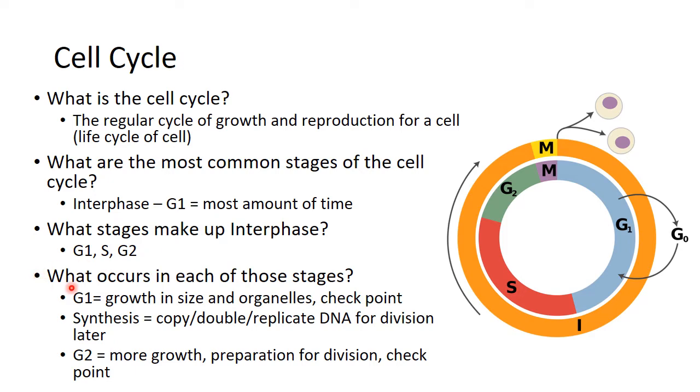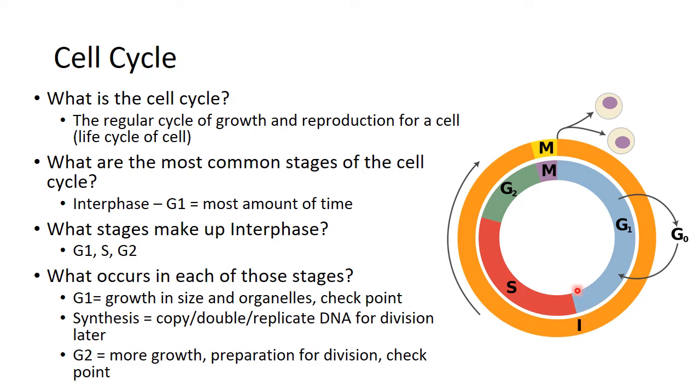Next up, it says what occurs in each of those stages. Well, G1 is known for mainly growth, usually in size. We did an assignment previously where it asked you basically, how can growth be measured? And growth in cells can be measured in size and in numbers. Well, mitosis later on will increase the number of cells, but G1 and G2 really play a role in growing the size of the cell. So not only is it getting bigger, it's also making more organelles.